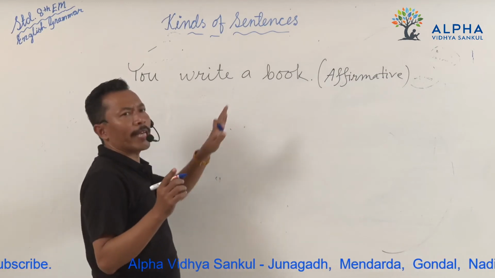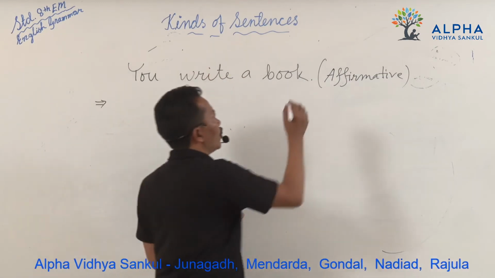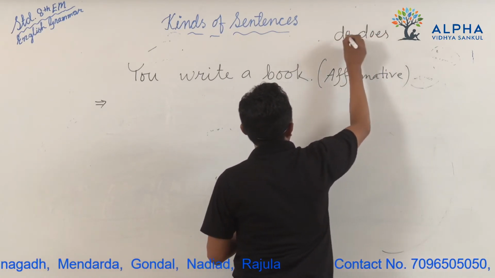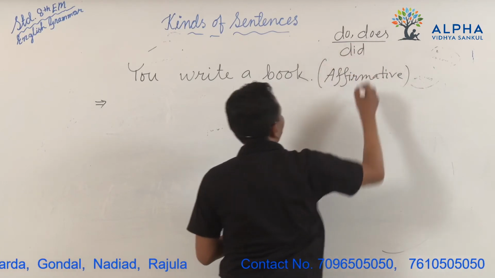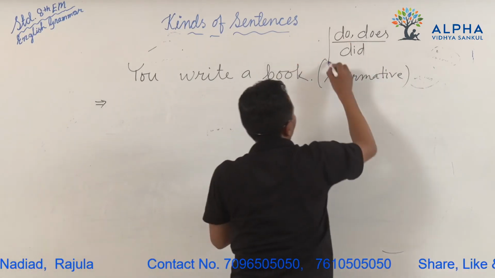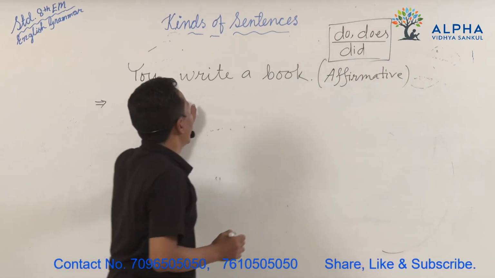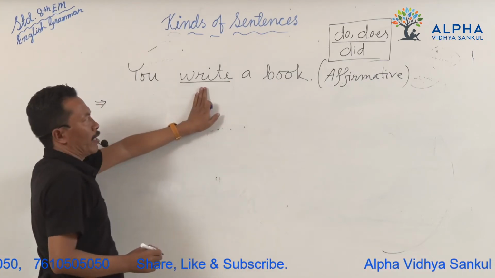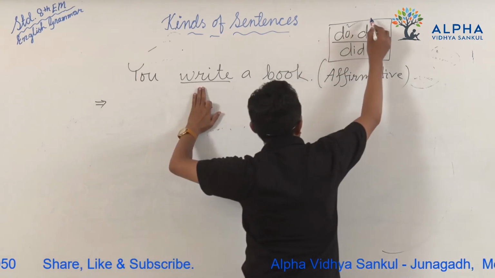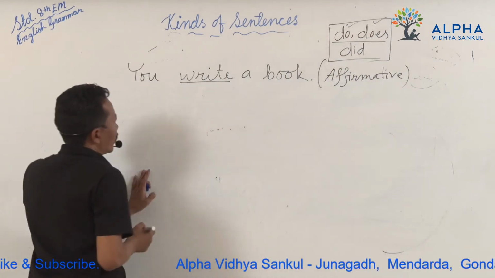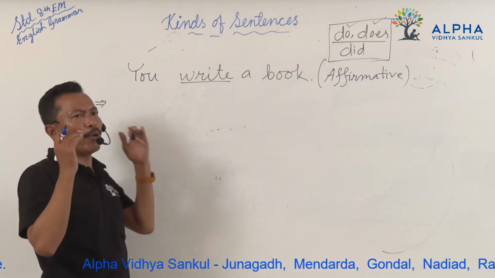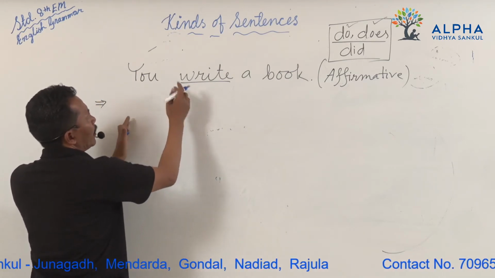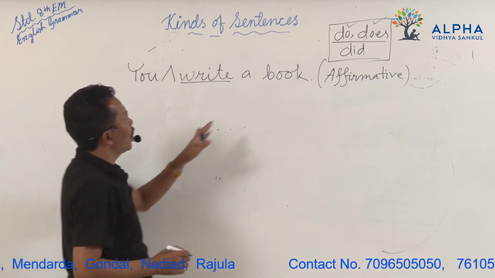You remember when we change to the negative sentence we use what? Do, does, and did. Remember these things all the time. If you do not find the auxiliary verbs, we have to use these. And here the tense is what? Present. So we have to use do or does. So what shall we do here? We have to imagine. We have to make up our mind. Okay? Here, "you write" means here is the word.